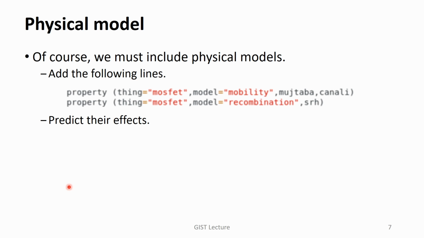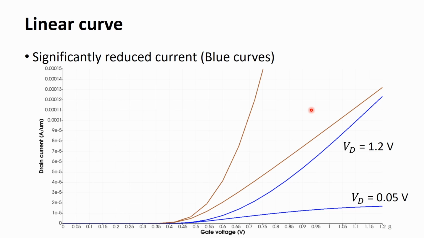So now let's consider those models. By adding these lines, we can consider the inversion layer mobility and the velocity saturation. Also, the SRH recombination is included with its default parameters. The mobility model may reduce the drain current. The SRH recombination may increase the leakage current. The blue lines in this slide are the result with physical models.